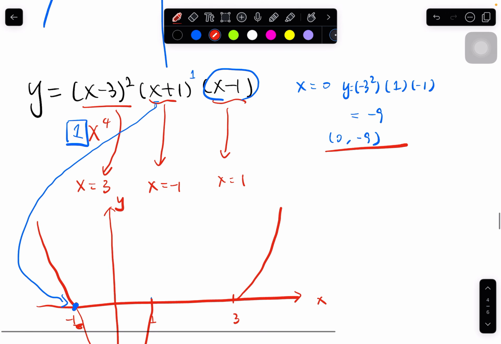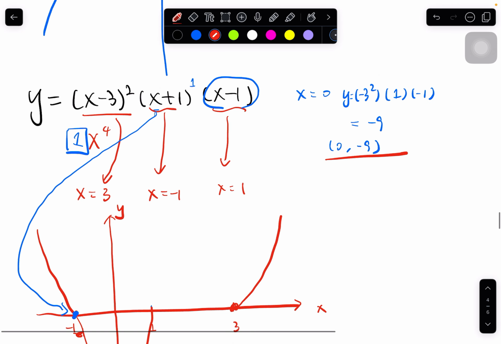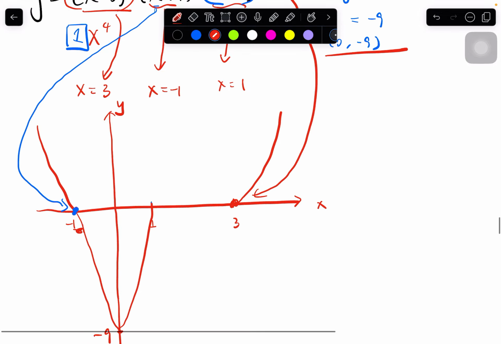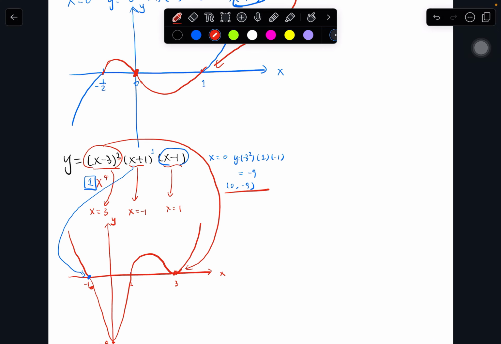And then, what about this one? As this interception, when x equals 3, this term contributes to this one. So, as you can see, k here is an even number, which is 2. And you need to bounce back, right? So now, here you bounce back. And we got the curve like this.